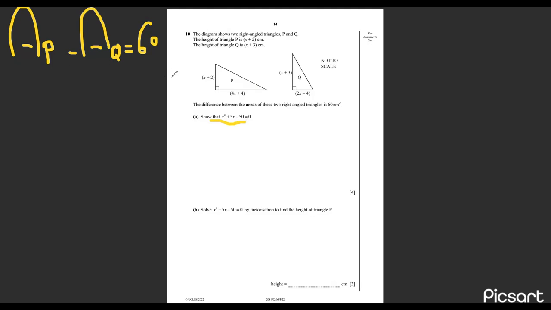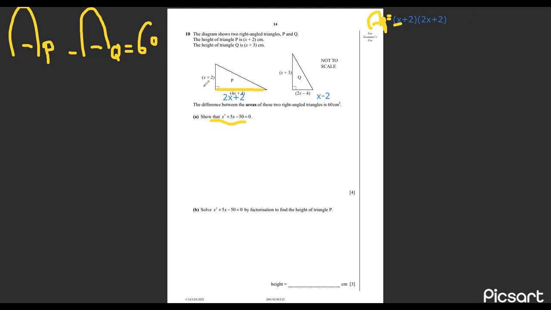So first of all, as he said, for the area, kindly take half of the base first, because we have brackets to multiply, which makes it easy. So half of the base in triangle P is 2x plus 2, and in triangle Q half of the base is x minus 2. Now it's easy to multiply the brackets. So x plus 2 multiplied by 2x plus 2 is the area of triangle P.